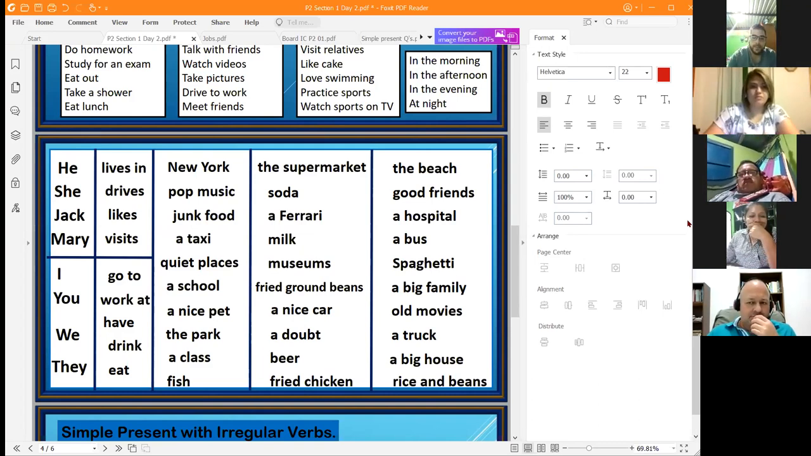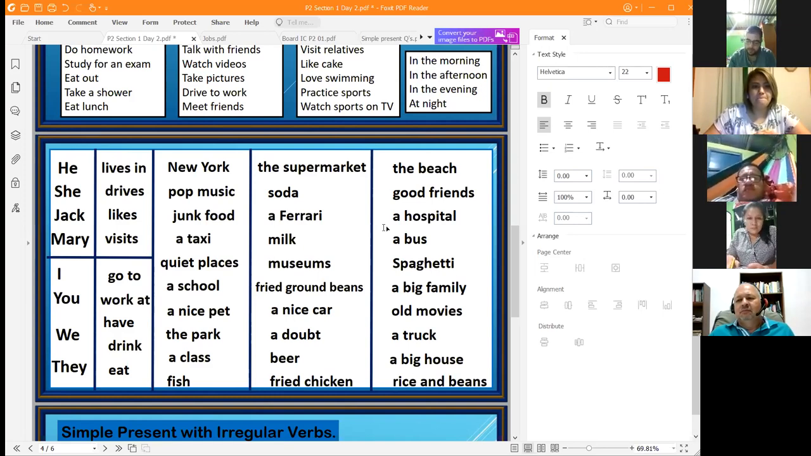Jessica Roxana Contreras. Jack likes good friends. Okay. Jack lives with friends, or likes good friends. Okay, this is okay. Likes. Lives. And likes. We have a big family. Excellent. Very good. Now three. Number three.